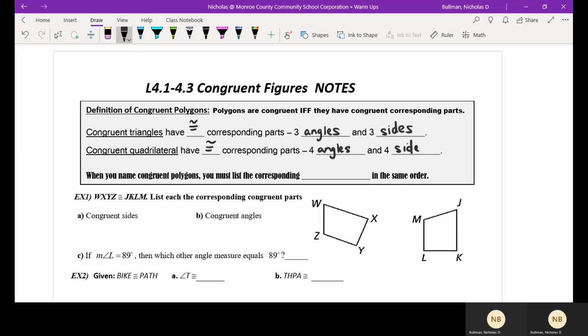So then when you name congruent polygons, we have to list the corresponding parts in the same order. And that's really, really important that you keep that order correct. So we're going to make sure these parts are in the correct order, they're in the same order. And if the order is already given to us, we're going to use that to help us out.